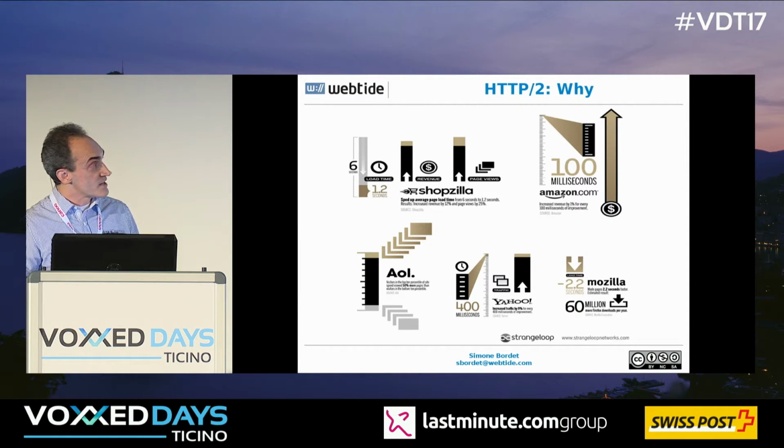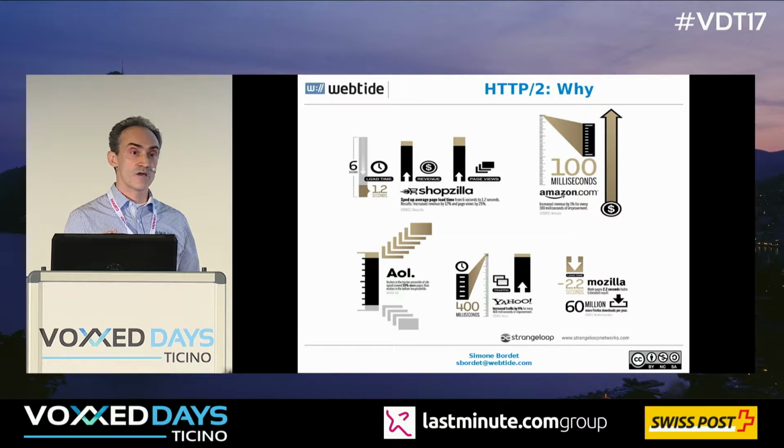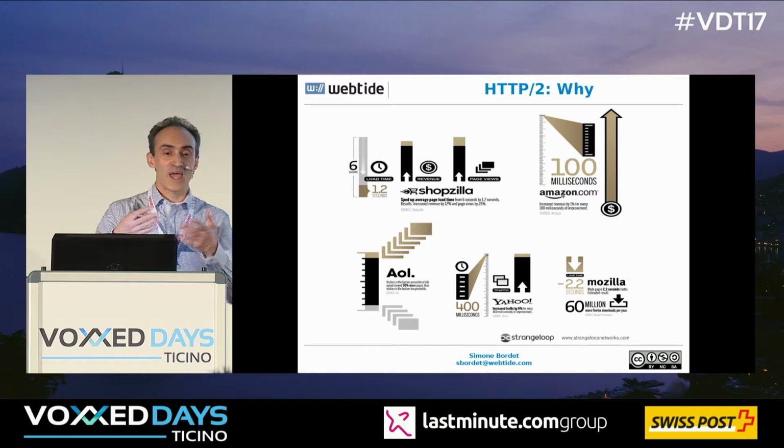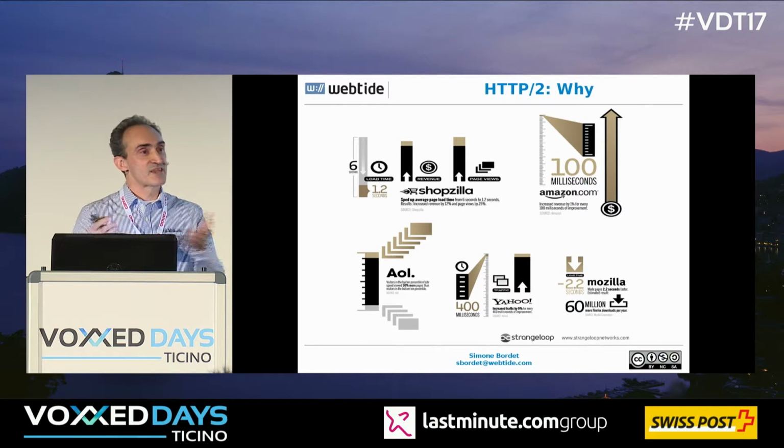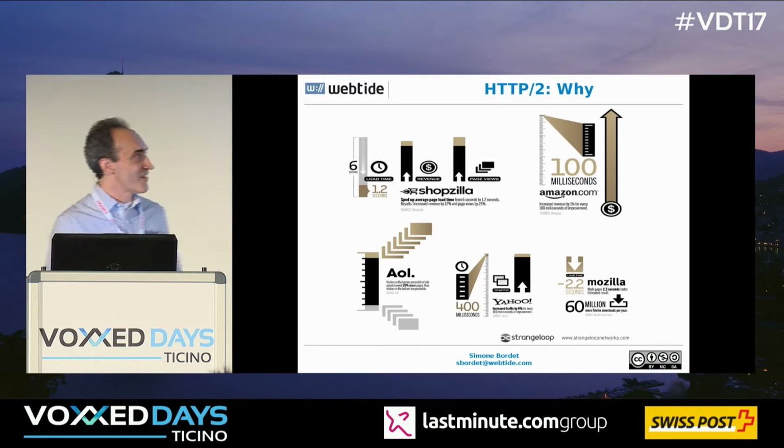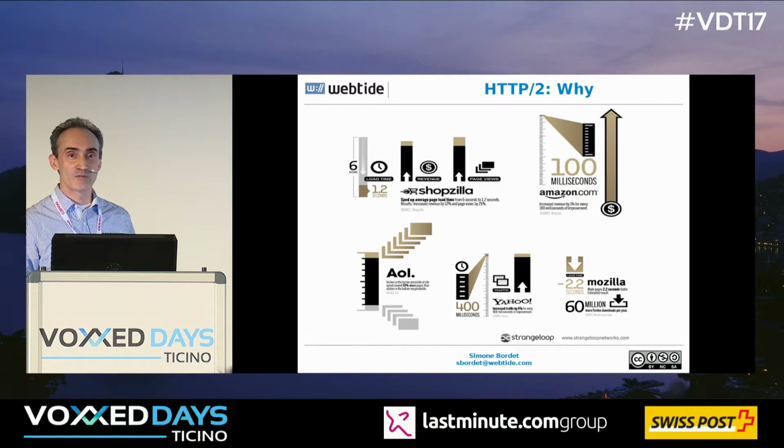Another one is Mozilla.com. They shaved off 2.2 seconds from the landing page of Mozilla.org. That turned out to be 60 more million downloads of the Firefox browser per year. So again, if you set a goal at the beginning of the year and say, hey, you have to make things in a way that we have 60 millions more downloads of the browser, how do you do that? Well, that's kind of easy. Just make the website faster.